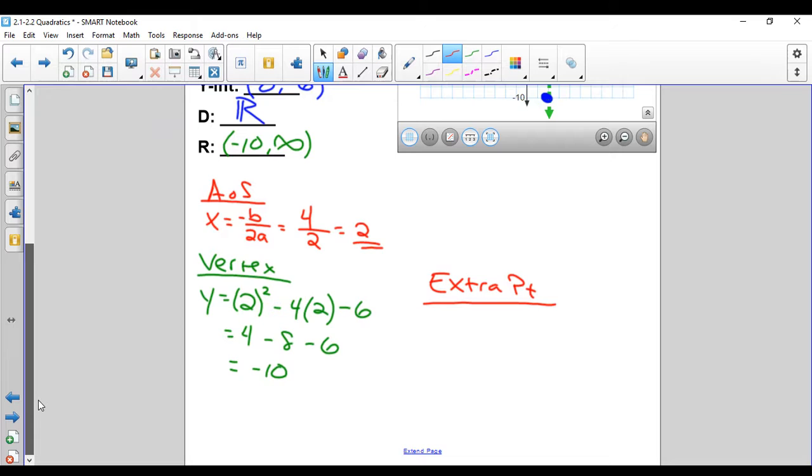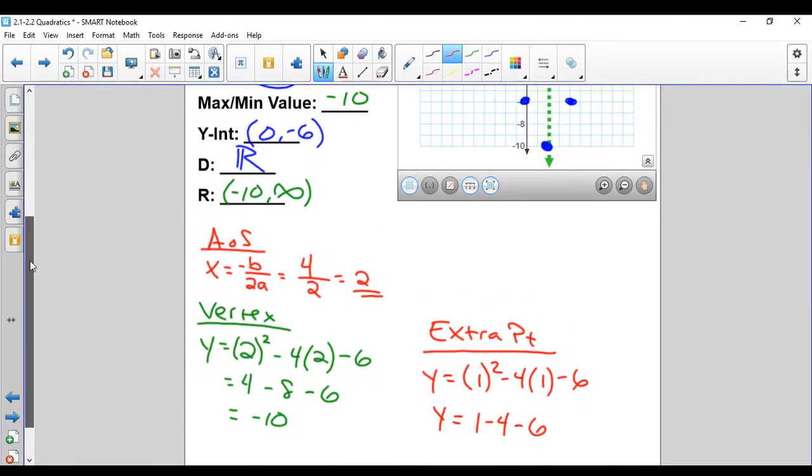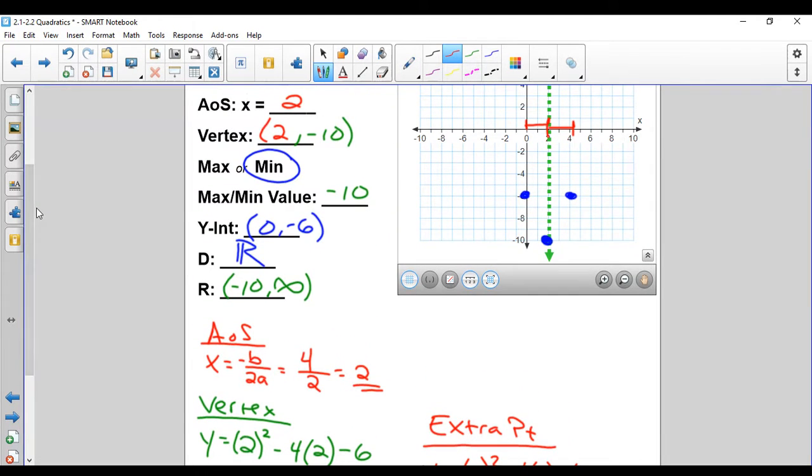Let's find our exact value of that. I'm going to plug in 1. 1 squared is just 1. Minus 4 times 1 is -4. Minus 6. So 1 minus 4 minus 6 is -9. Plot that point, 1, -9. Plot the mirror image of that. Draw a rough sketch here. There's our parabola. Not a pretty looking parabola, but it is what we need.